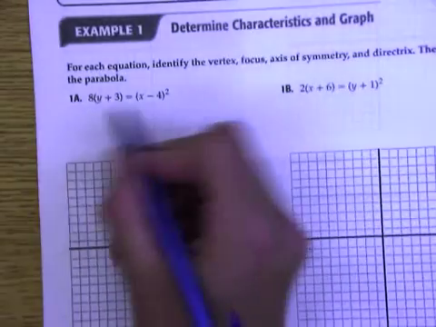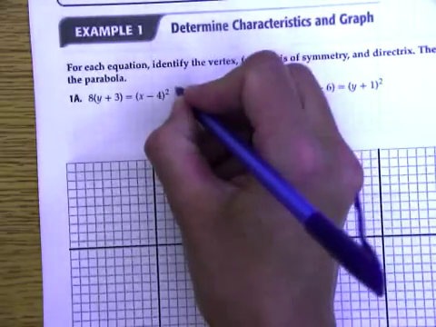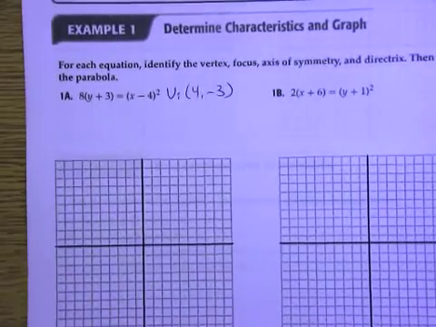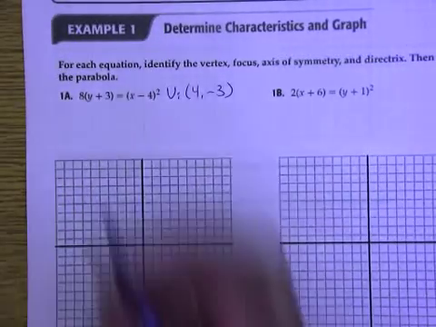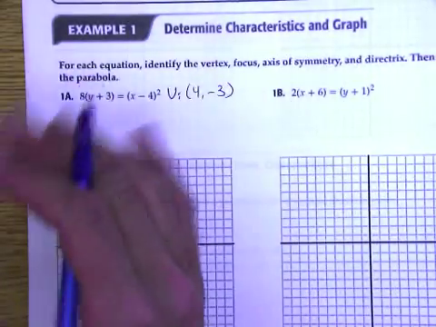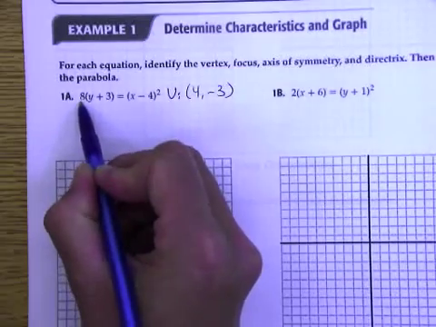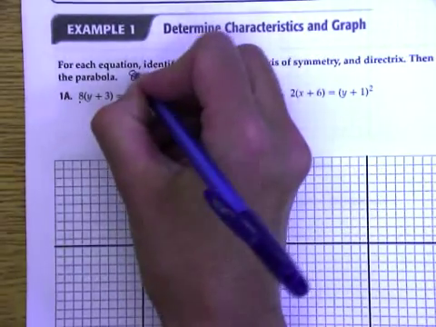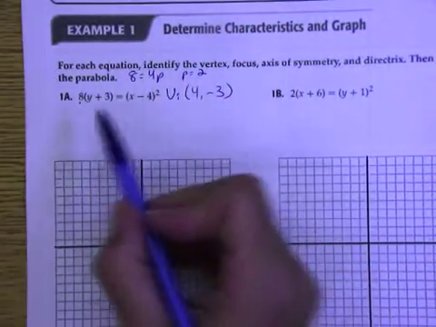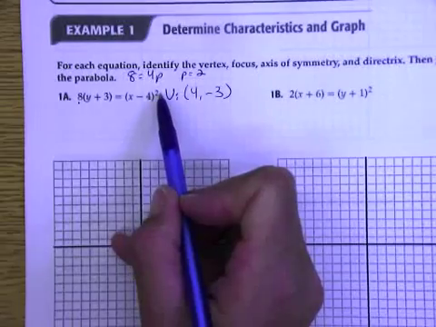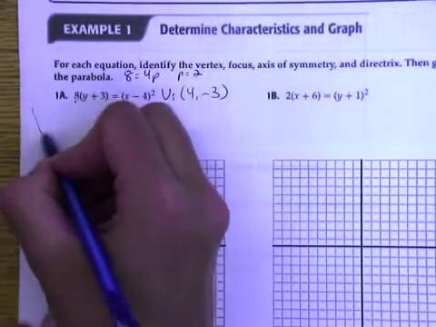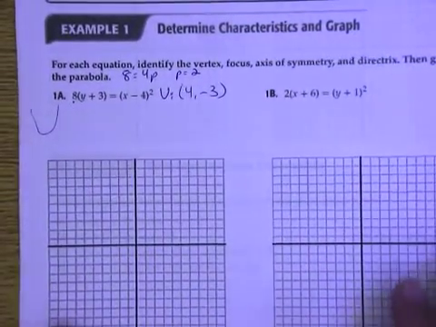So let's begin. In example 1a, the vertex is right here staring at us. It is 4, negative 3. In order to figure out the rest of the information, I have to find the value of p. So this number is 4 times p. So 8 equals 4p, so that means p equals 2. Because the x is being squared, I know it's opening vertically. Because p is positive, I know it's opening up.